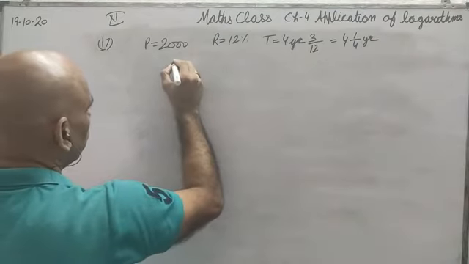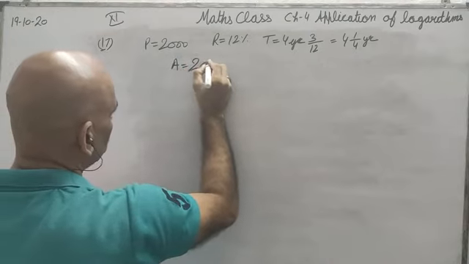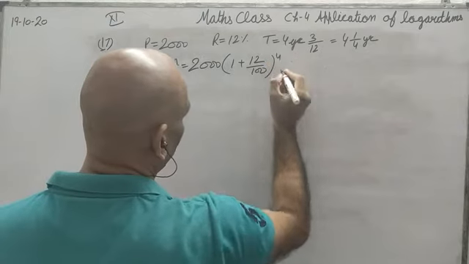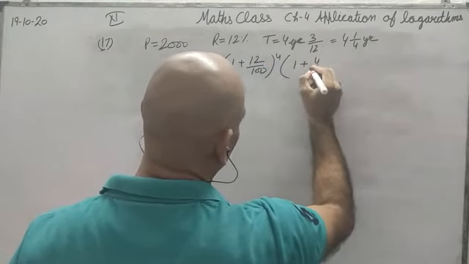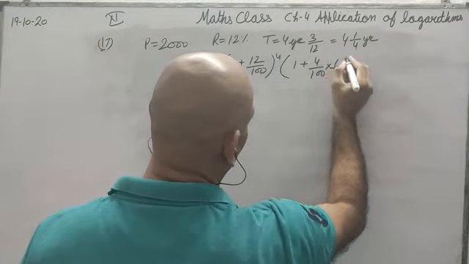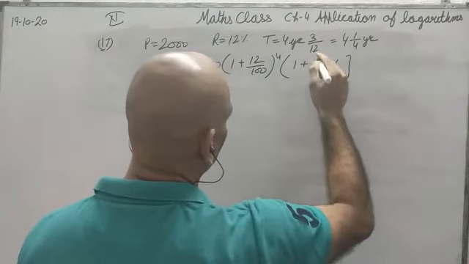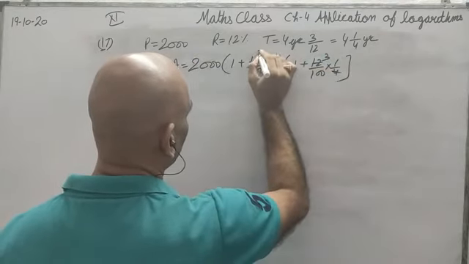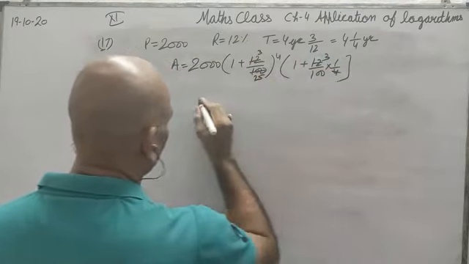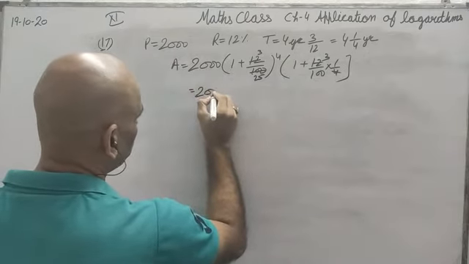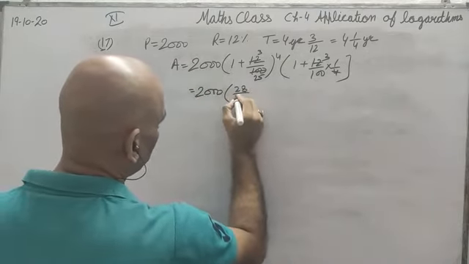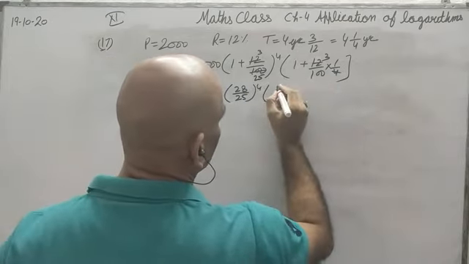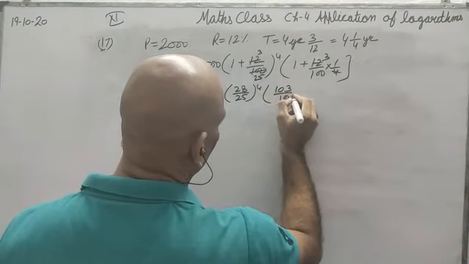Now amount is equals to 2000, 1 plus 12 upon 100 power 4, यहाँ 1 plus 3 upon 100 power 1/4, sorry यहाँ 4 नहीं है 12 है, so 4 3s are 12 will be there, and 4 3s are 12 and 1, so it becomes 2000 into 28 upon 25 to the power 4, and this becomes 103 upon 100.